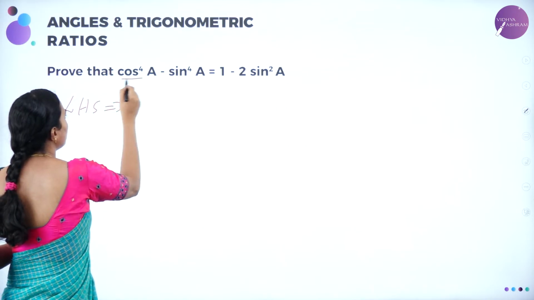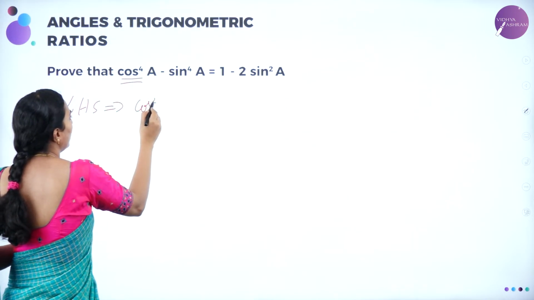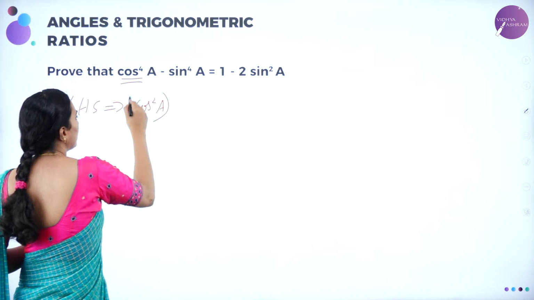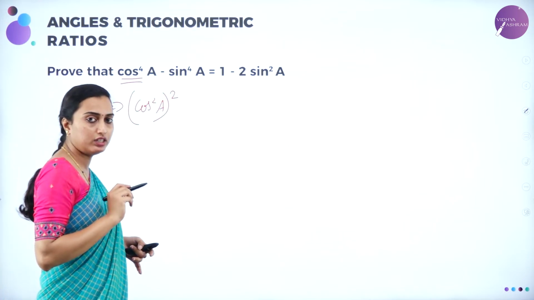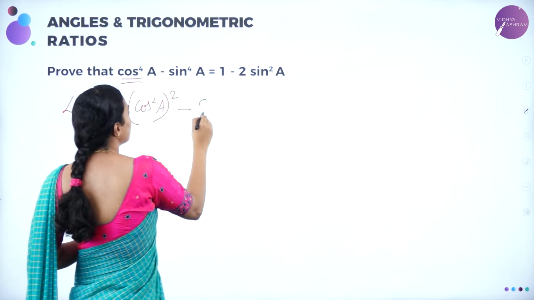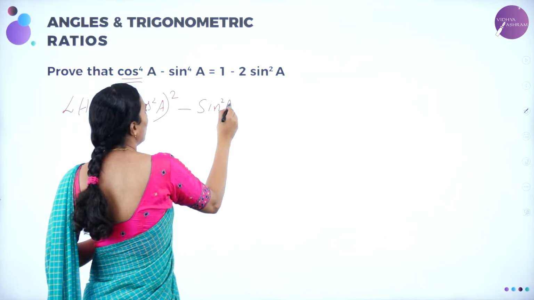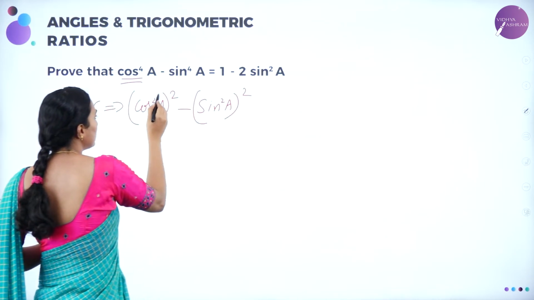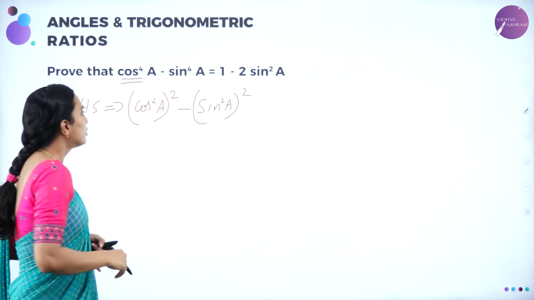See, cos to the power of 4, I can write it as cos squared a whole squared, minus sin squared a whole squared. Two 2s are 4, so cos to the power of 4. So what is this form?